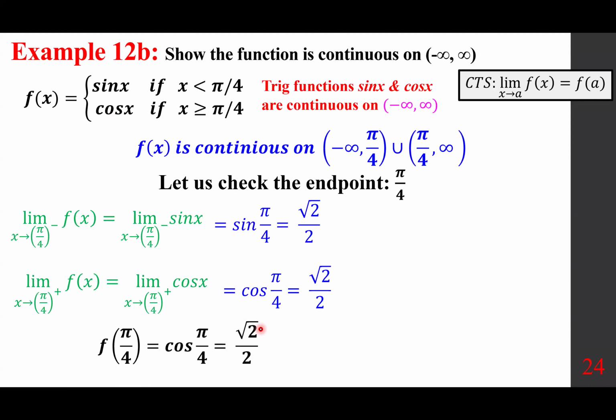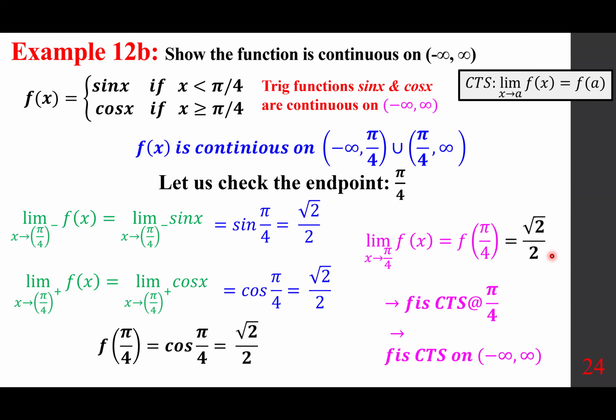And since they are all equal, the limit of f of x as x approaches pi over 4 is f of pi over 4, which equals square root of 2 over 2. F is continuous at pi over 4, which makes it continuous now from negative to positive infinity.